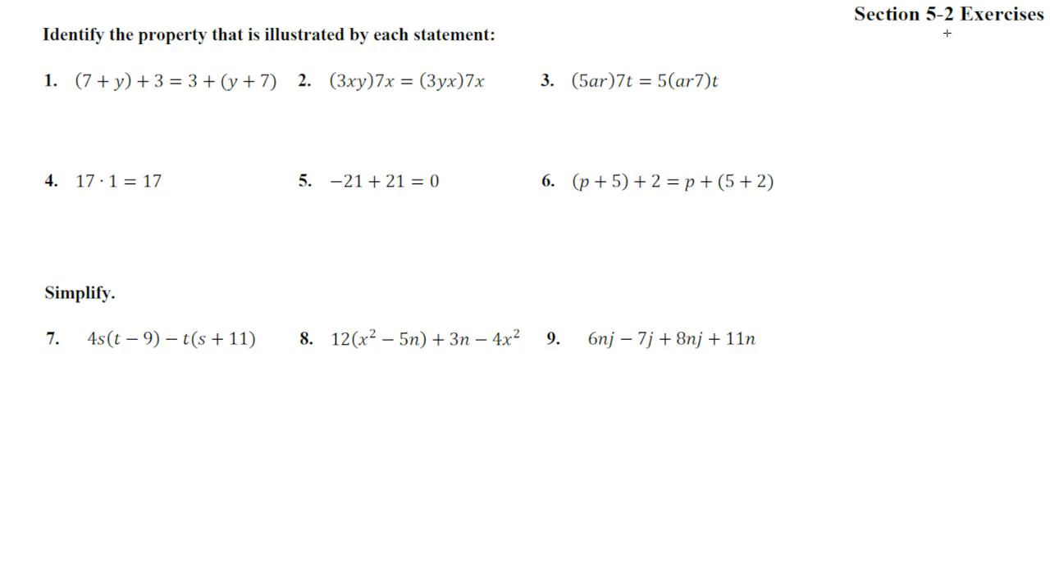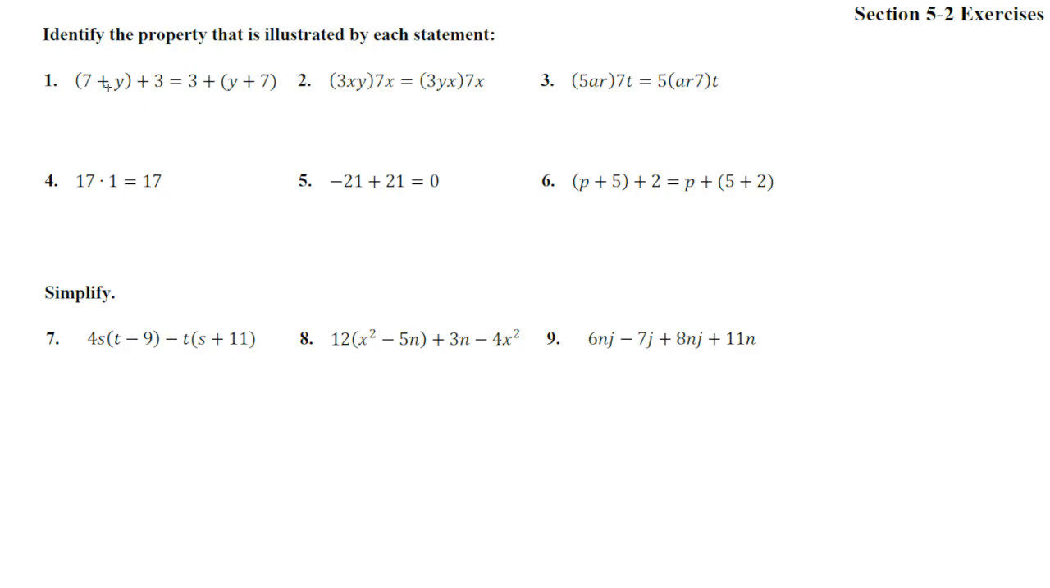Here we are in section 5-2, exercises 1 through 9. Identify the property that is illustrated by each statement. Oh, these are from last chapter. Okay. And so it could be associative, which is where we move parentheses, commutative, where we switch, identity, where we multiply by 1 or add 0, or an inverse, where we do the exact opposite.